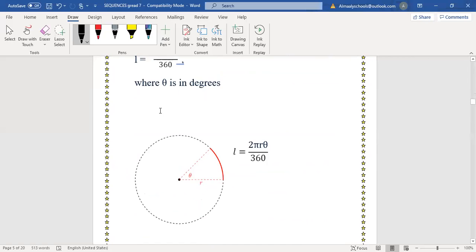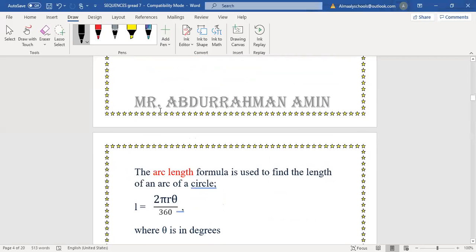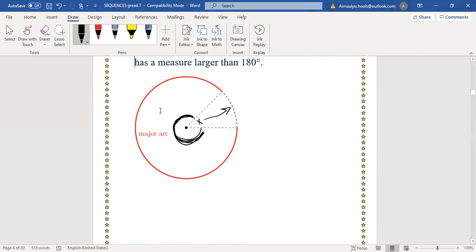Say bismillah. Bismillah. A length of the arc. How to find the length of this arc? How to find the length of the major arc and the length of the minor arc?